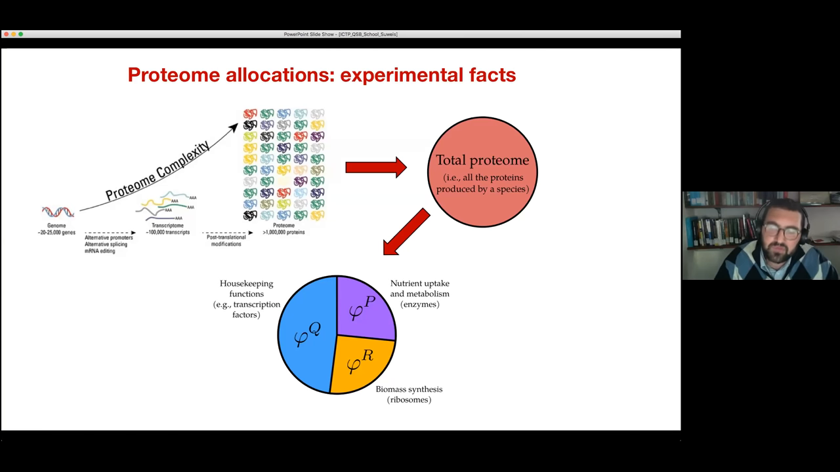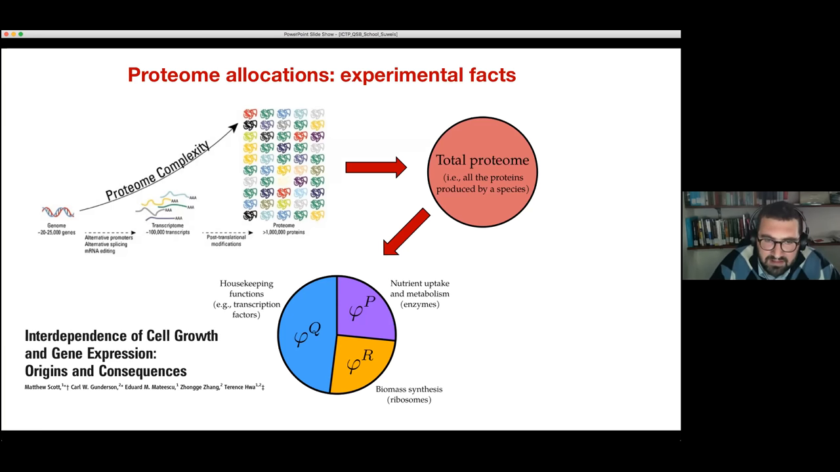Okay. Then we have two other families. One is the proteome allocated for nutrient uptake and metabolism. That is the one related to our case. We call this phi P. And then there is the allocation of proteome for biomass synthesis, which is mainly ribosomes. Now, phi P and phi R, as I will show, can vary, but are in a trade-off. And this important relation between the different proteome allocations and the growth rate, this interdependence of cell growth and gene expression, is the seminal work of the group of Terence Hwa, published in Science in 2010.